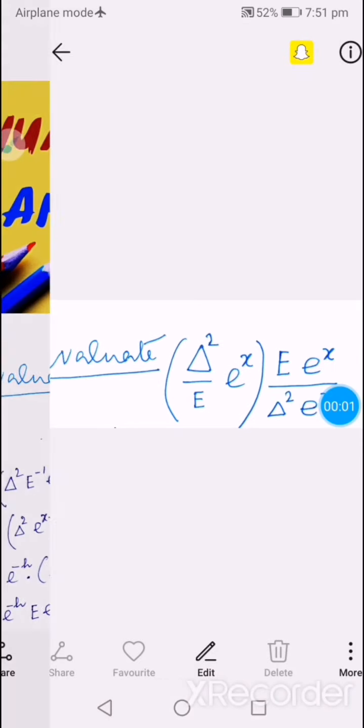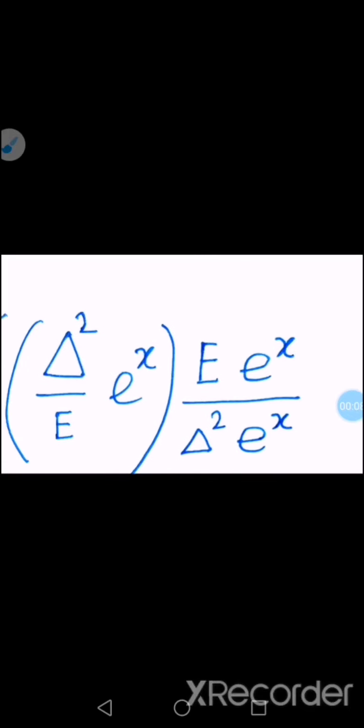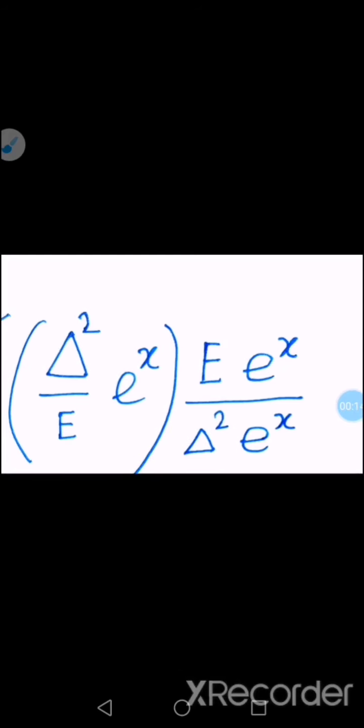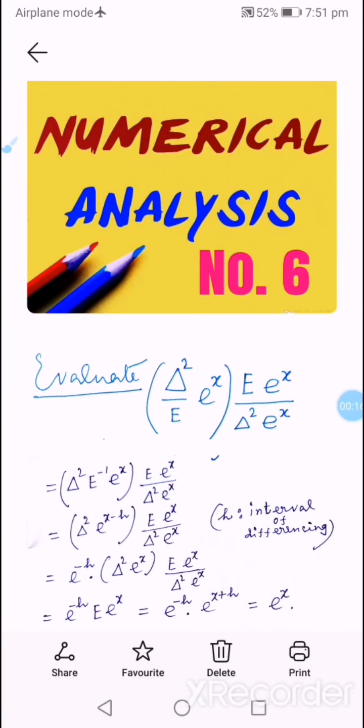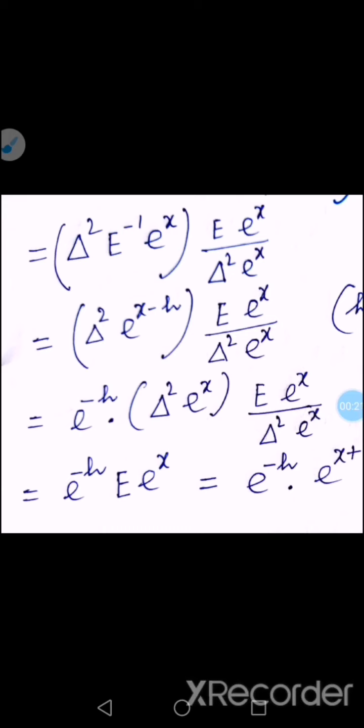Number 6. Evaluate delta square e to the power x, E of e to the power x, divided by delta square e to the power x. That is, simplify this quantity. This is very simple.